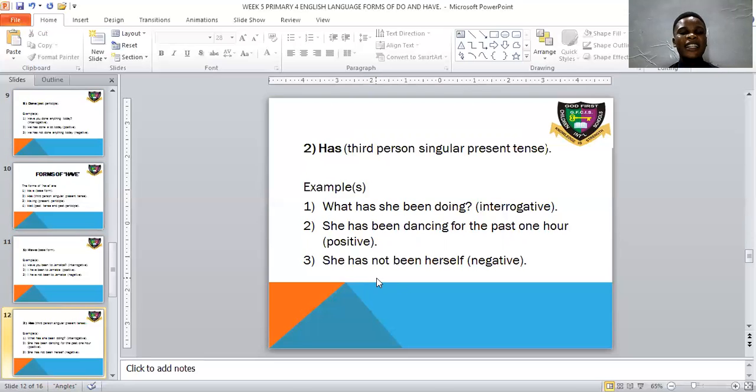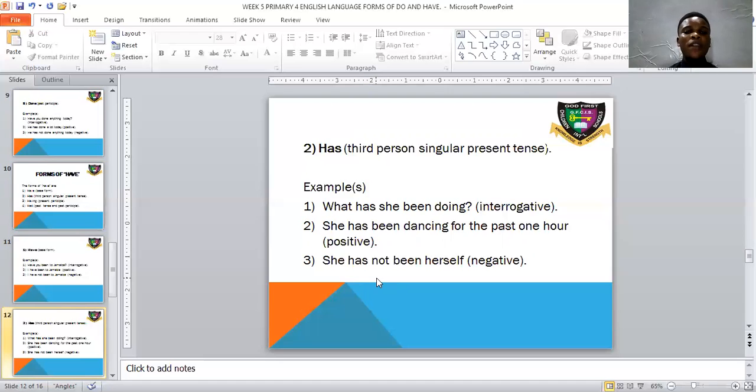Do not forget that you are asking somebody. The person you are asking that question is the second person. You are the first person. Don't forget I told you that when you are asking somebody a question, you are interrogating the person. So the person you are interrogating is the second person. The person you want to ask about is the third person singular. So when I come to you and say, what has she been doing? I'm asking about somebody who is not with me. I'm not asking you the question.